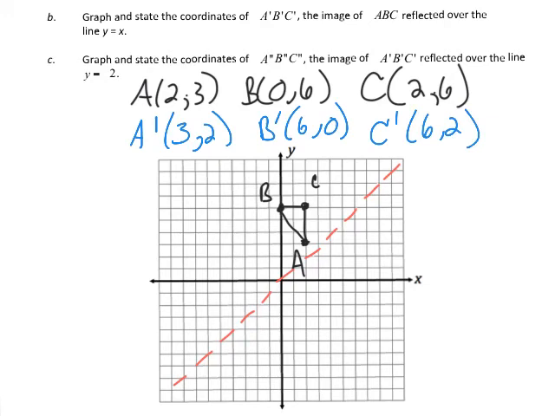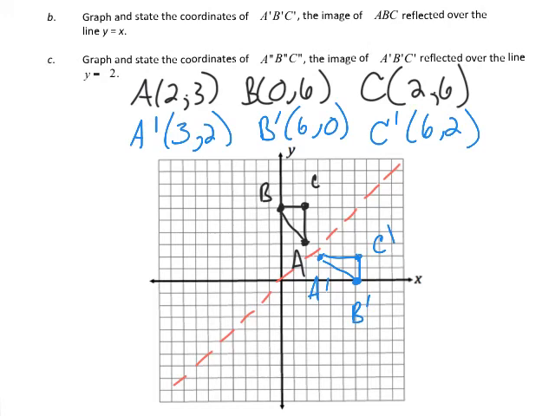So now I just graph the points. 3, 2. There's A prime. B prime is 6, 0. So B prime is down here. And then C prime is 6, 2. If you do it correctly, it will create a mirror image of the original.